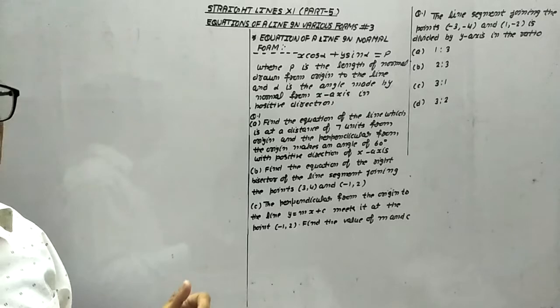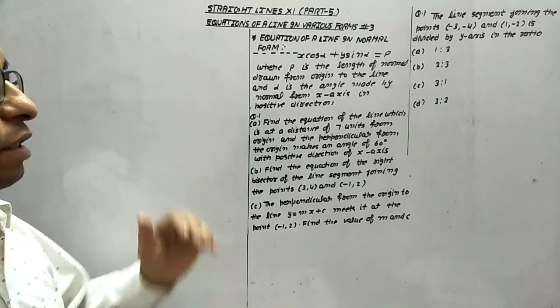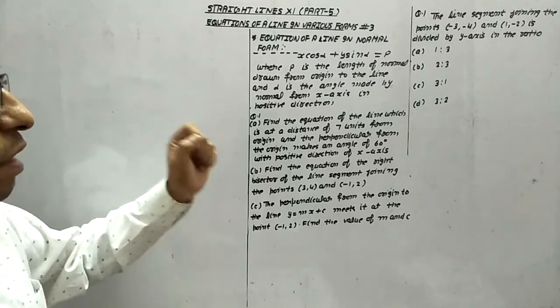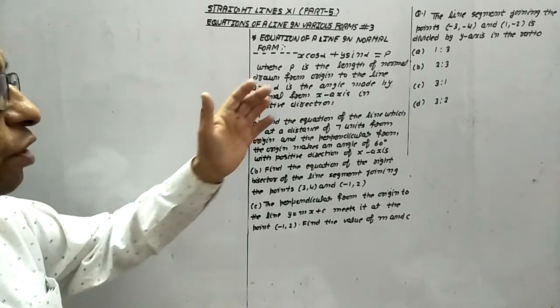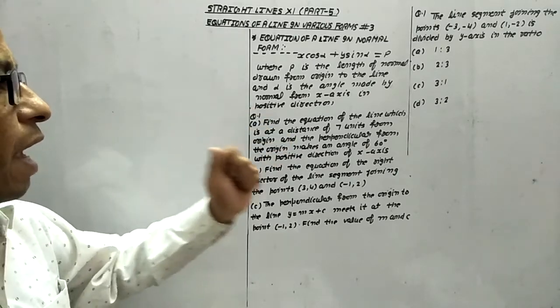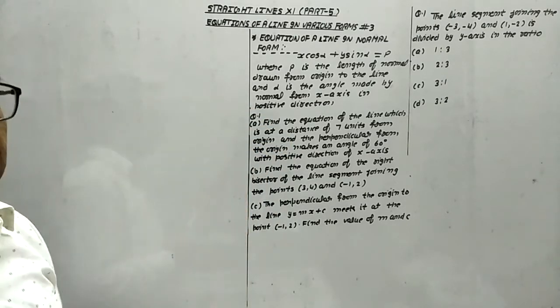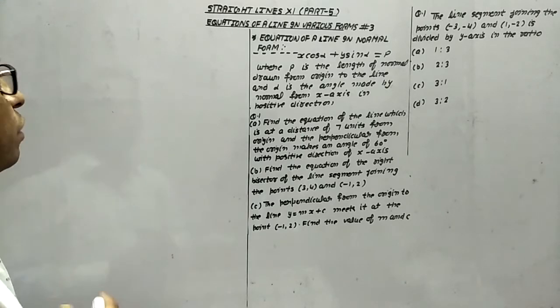This equation is given by x cos alpha plus y sin alpha is equal to p, where p is the length of the normal drawn from the origin to the line and alpha is the angle made by the normal from the x-axis in the positive direction. So first of all, let's see how this equation comes.